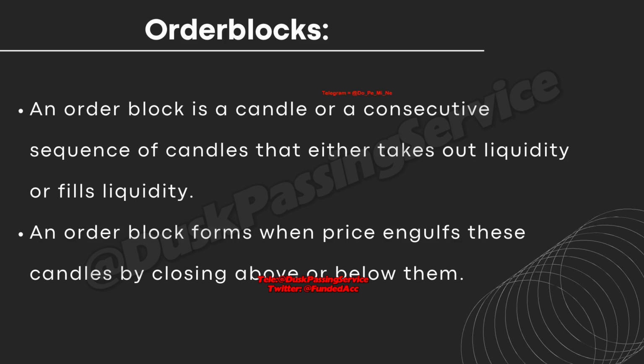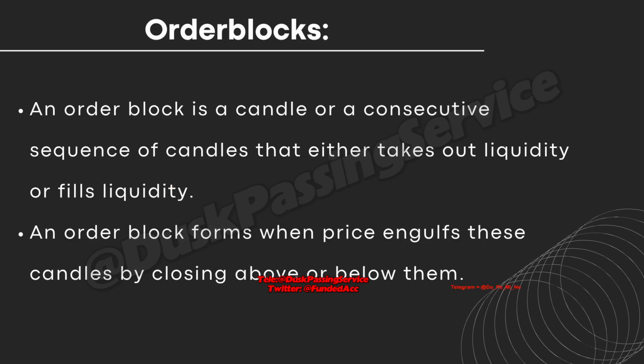An order block is a candle or a sequence of consecutive candles. That means it can either be a single candle or a sequence of multiple consecutive candles that either takes out liquidity in the form of taking out a high or low, or fills liquidity. This is the basic definition of an order block: a candle or a consecutive sequence of multiple candles which purges liquidity or fills liquidity. Now, when such candles get engulfed and price closes above or below them, an order block forms.